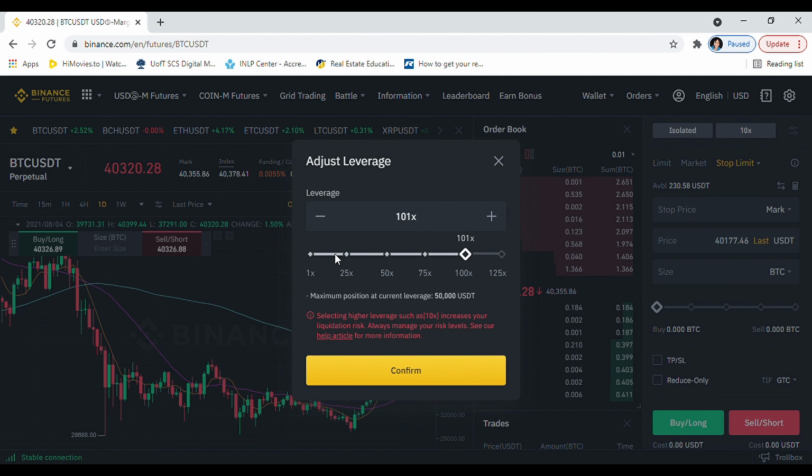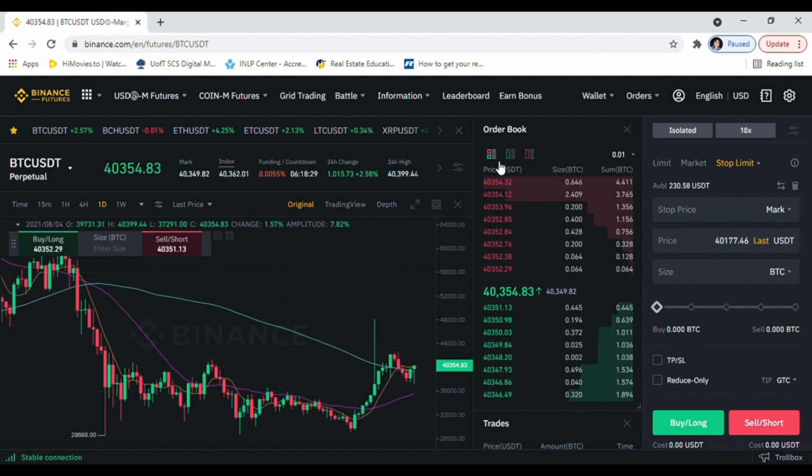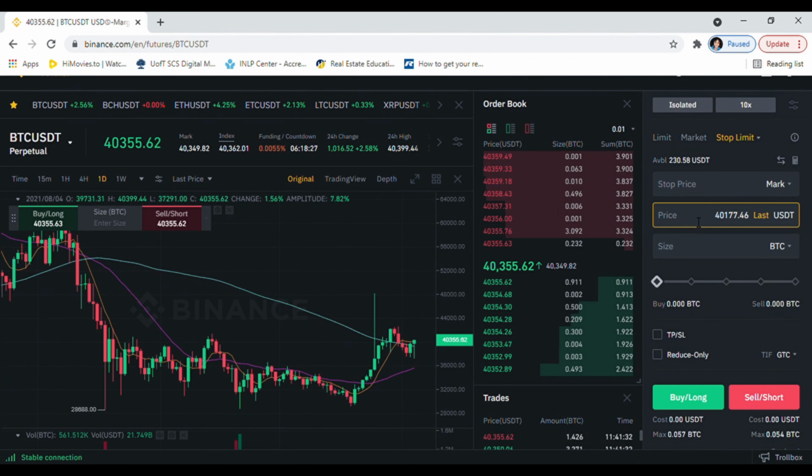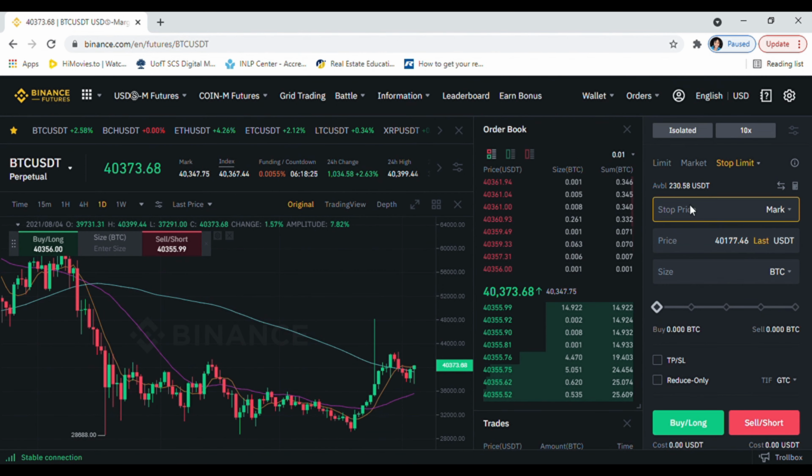You want to be able to protect your money. That is the goal of trading, right? You don't want to just go there and risk your money, guys. Trading is extremely risky if you don't know what you're doing. So that's why you want to always stay safe. Okay, so now let me go over limit.